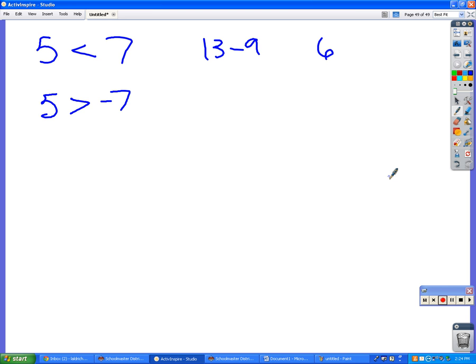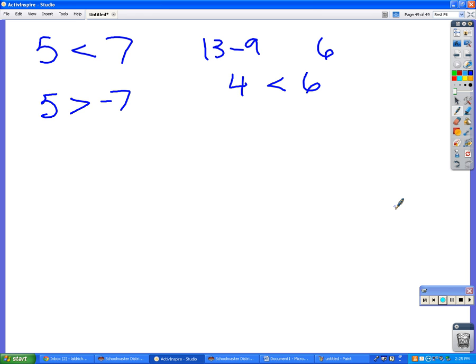How does 13 minus 9 compare to 6? Oh, you didn't even know the answer when you said less than, okay? Because yes, 13 minus 9 is 4, and 4 is less than 6.